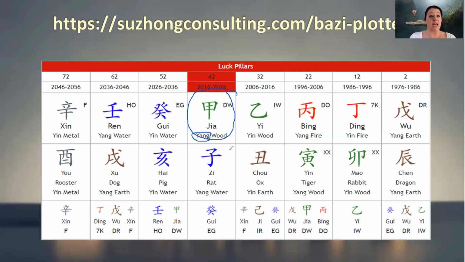So what you need to check in your own luck pillar is not the element itself. Don't worry about the element. You need to check, is it a yin polarity or a yang polarity? So for this person here, they are currently going through a yang polarity luck pillar. Now, what this means in terms of wealth and career strategy, if you have a yang polarity in your current luck pillar, is that your approach should be very proactive.